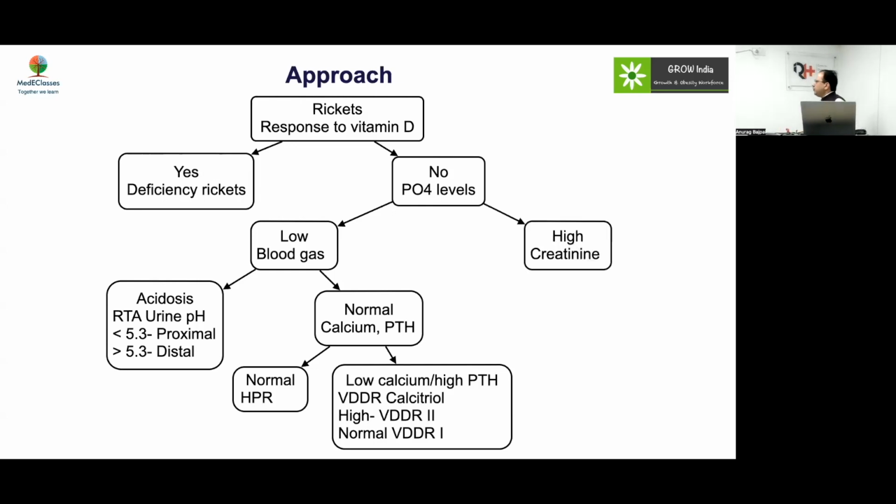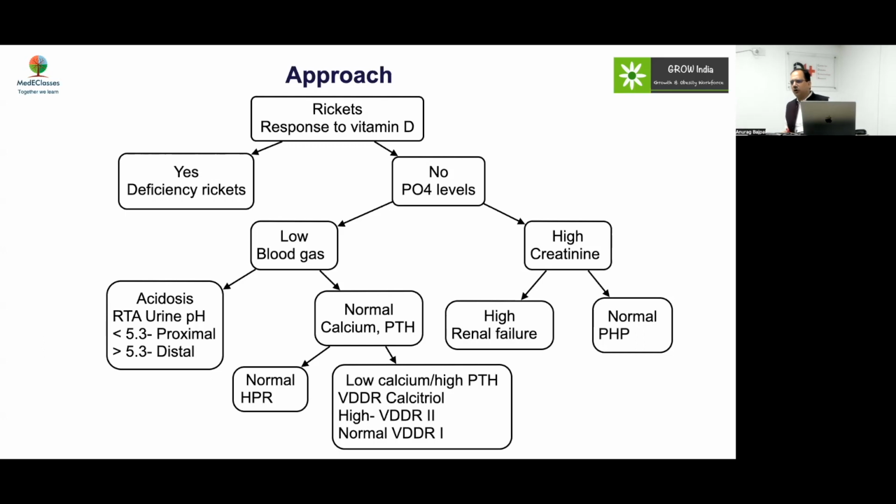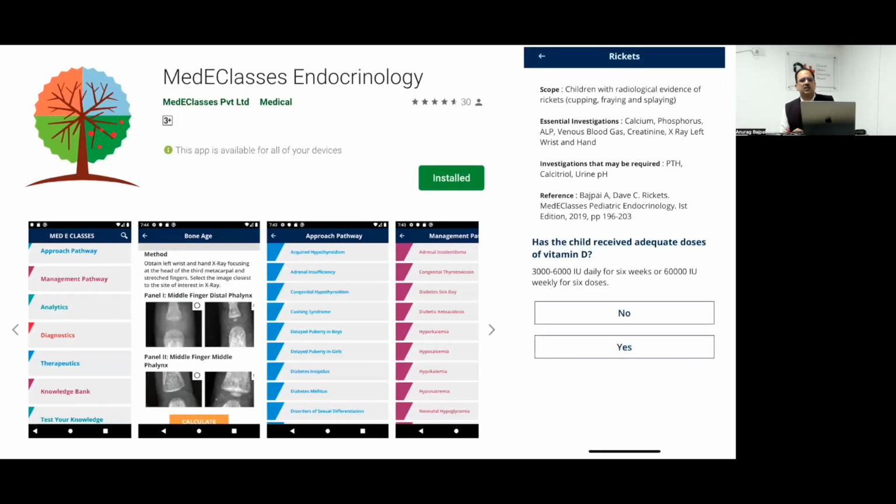Now, on the other hand, if your phosphorus is high, only 2 diagnoses are there. If creatinine is high, this is renal failure. If creatinine is normal, this is pseudohypoparathyroidism. So, of course, look at response to vitamin D, look at phosphorus, if low phosphorus, look at blood gas. If blood gas is normal, look at calcium and PTH. If phosphorus is high, look at creatinine. So this is how you establish the diagnosis. We have specific approach pathways dedicated to rickets in our application. You can use them to identify the cause of refractory rickets.